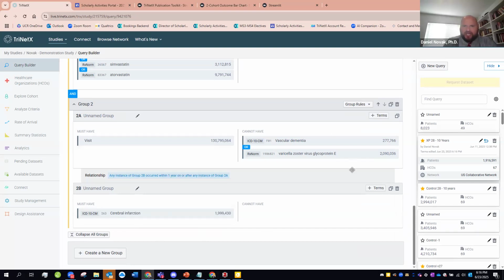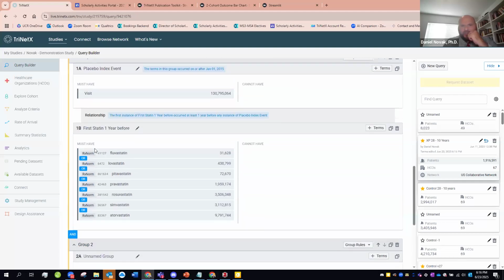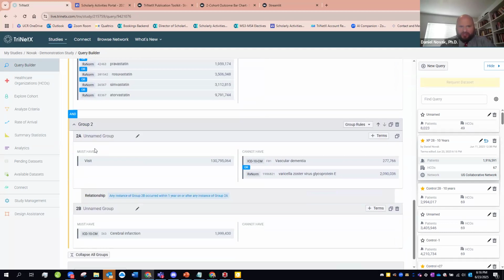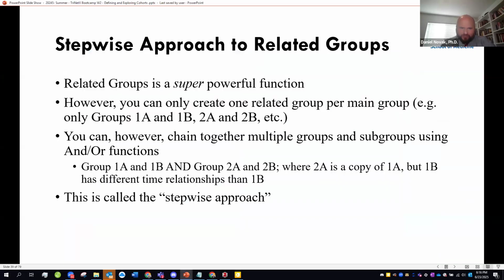So that can be a great way to really chain together multiple kinds of logic to make sure you're getting exactly the right people that you're looking for in your study. And they call this in TriNetX the stepwise approach to defining your groups so that they have different, similar features that enclose the correct group of people in your Venn diagram.